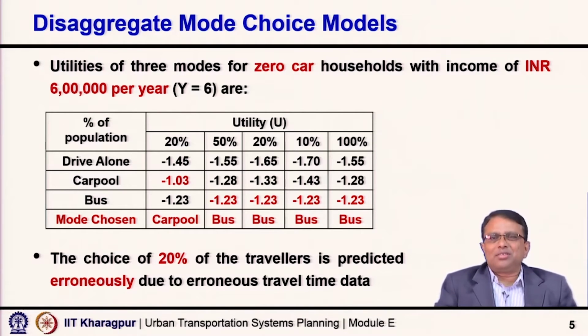So, this tells us that because of measurement error, our prediction from the deterministic mode choice model, disaggregate mode choice model, and the actual behavior may be different. That is what is shown through this example. So, this is one more reason why the prediction from a deterministic mode choice model may not match with the reality or the real behavior.